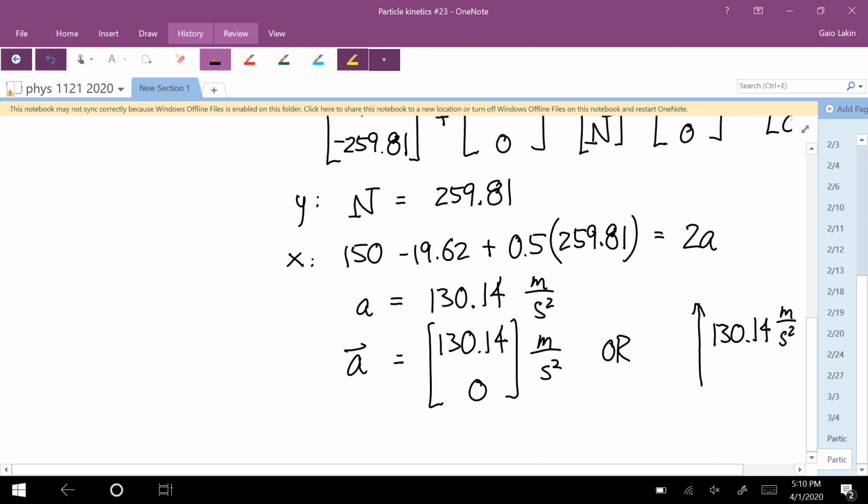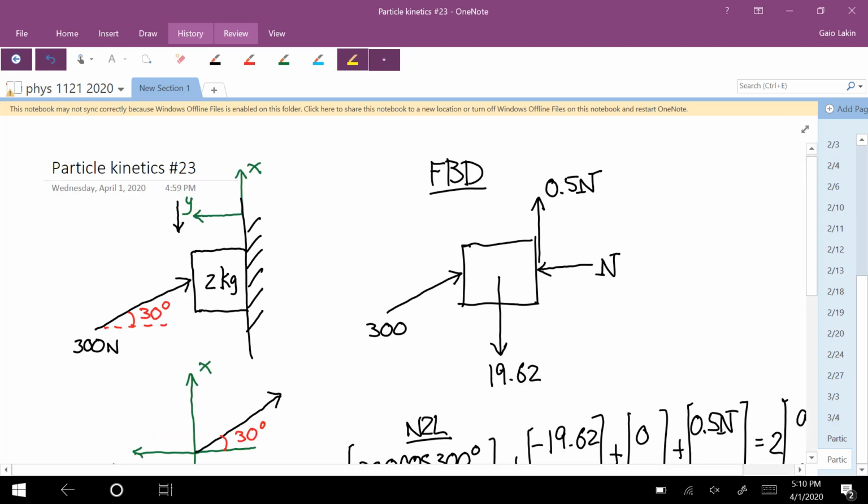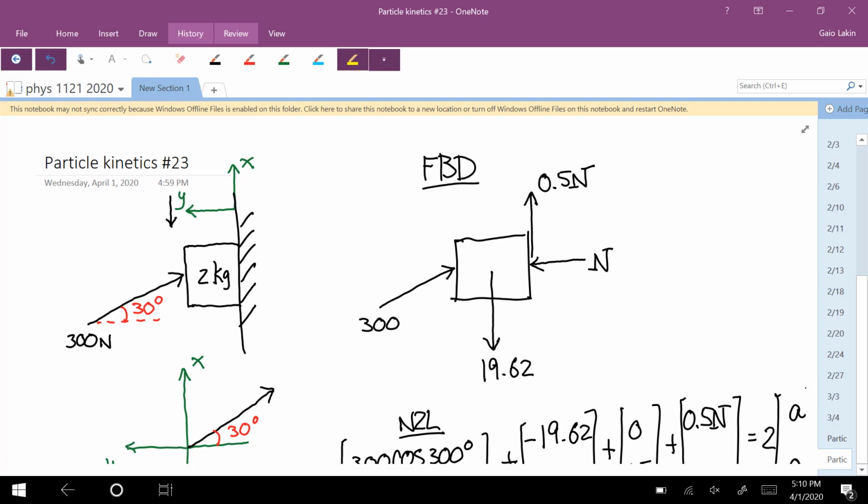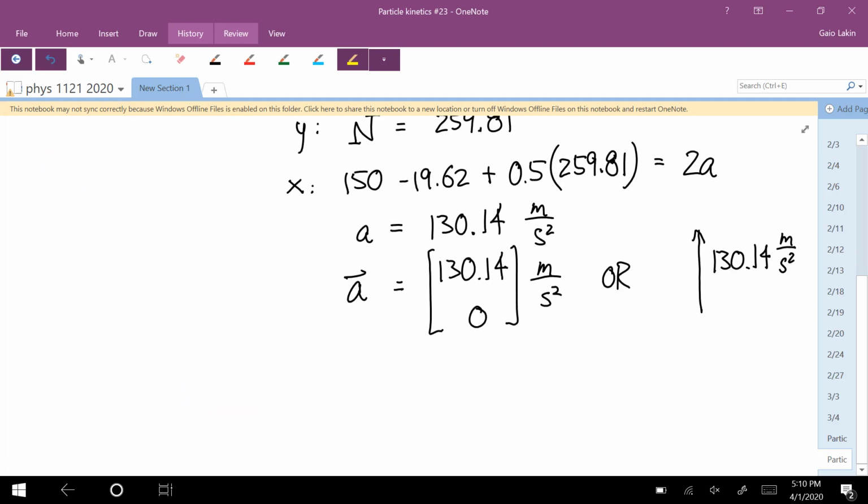So is this object speeding up or slowing down? Well, we know that the velocity is in the negative x direction, or down. We know that the acceleration is in the positive x direction, or up. And so this is slowing down. It's actually slowing down really, really quickly. That's 13 times the free fall acceleration of gravity or something. But that's because friction and the weight are both working in the same direction, and the friction is really high. So, okay, that's number 23.